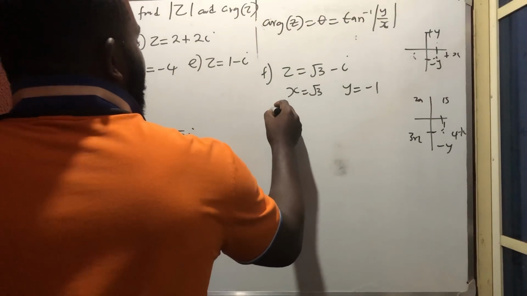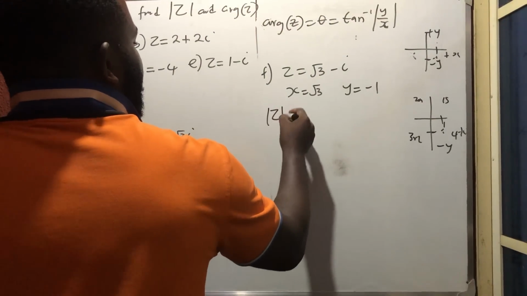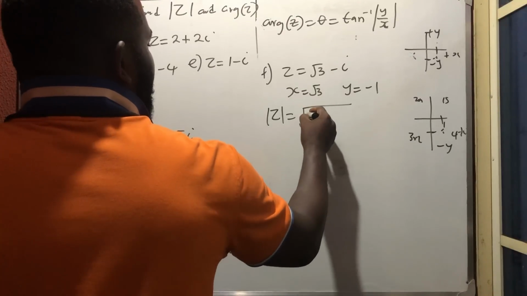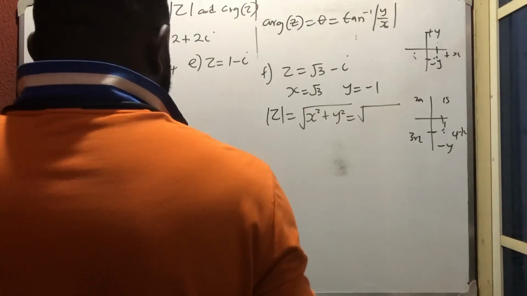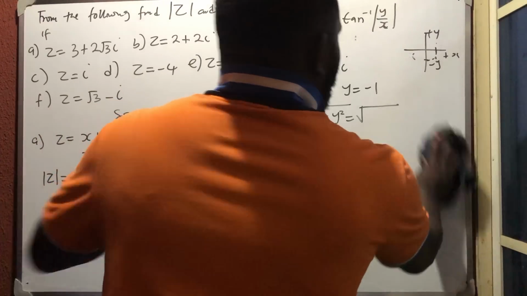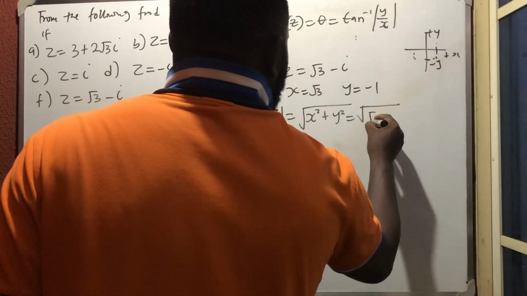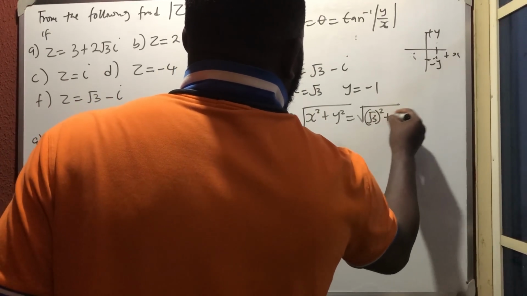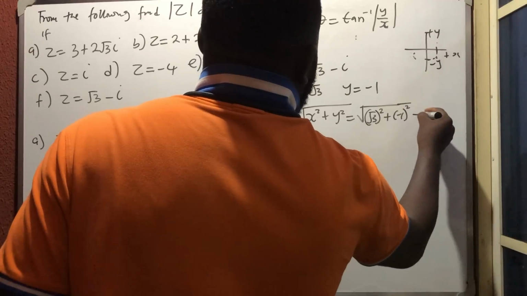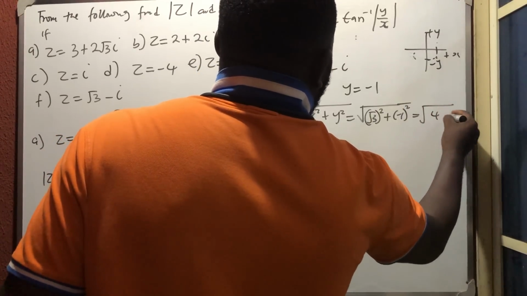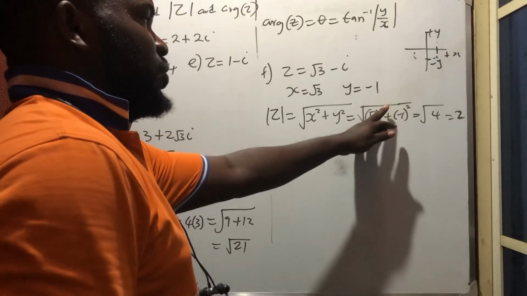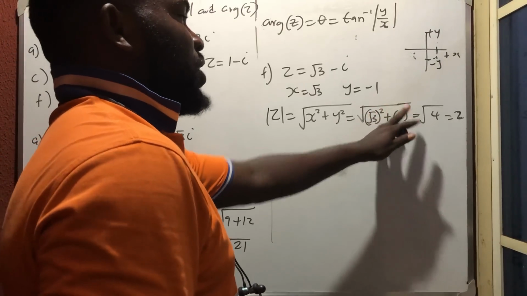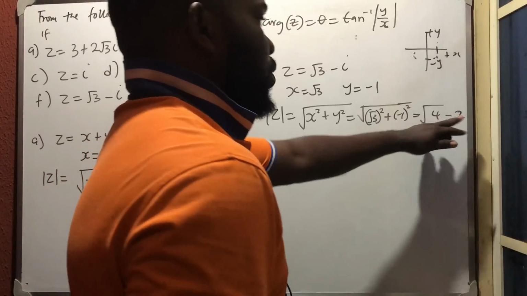But I know that my absolute value of Z, which is the modulus of Z, is the square root of x squared plus y squared, which is the square root of root 3 all squared plus minus 1 all squared. So which is what? The square root of 4, which is 2. Because square cancels square root 3, which is 3, and 1 squared is 1. So 3 plus 1 is 4. Square root of 4 is 2.